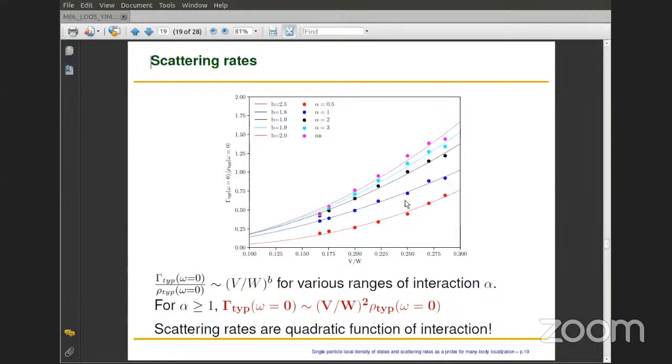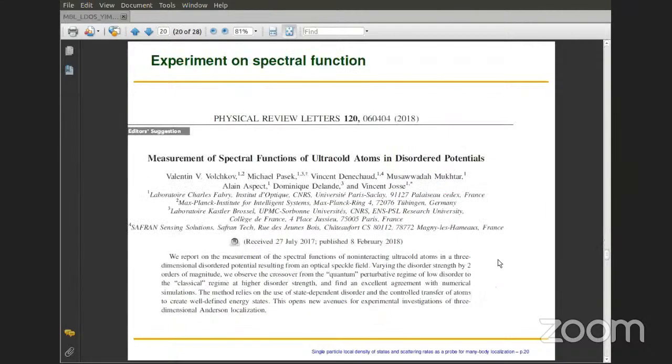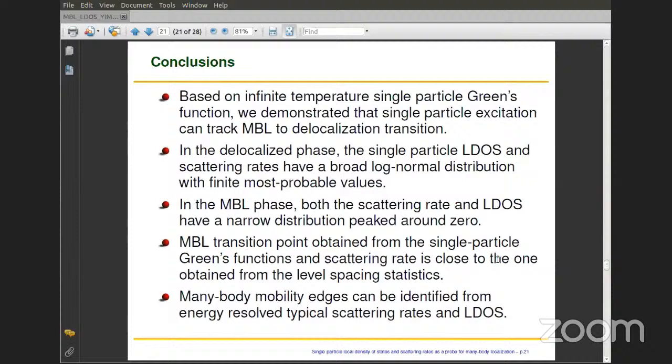So this shows that any many body theory which is able to treat the interactions up to second order should be able to capture the effect of many body localization, as long as one is looking at eigenvalue resolved Green's functions or infinite temperature Green's function. So with this, I will conclude, and thank you for your attention.